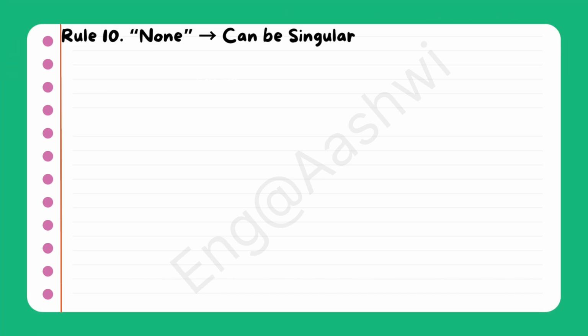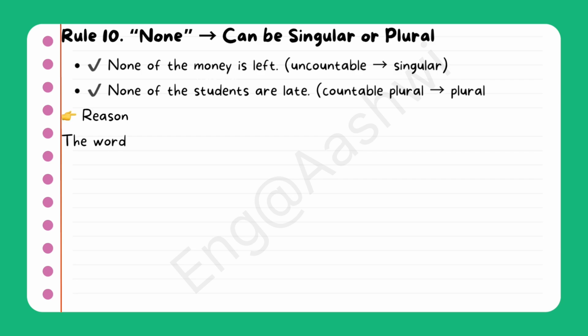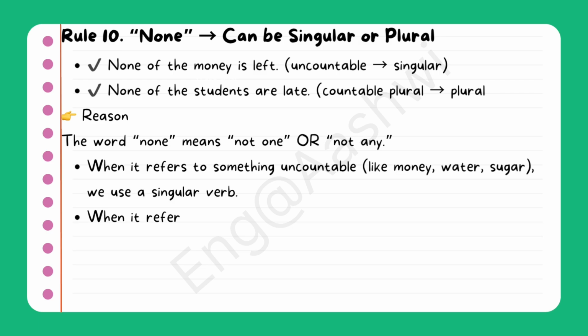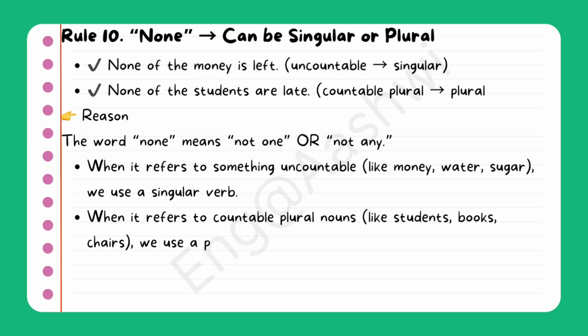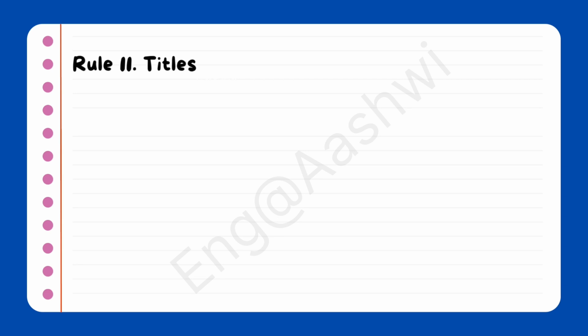Rule number 10. None. It can be used in both ways, either singular or plural. None of the money is left. Here, money is uncountable, so we take a singular verb. None of the students are late. Here, students are countable, so we take a plural verb. Reason: the word none means not one or not any. When it refers to something uncountable, we use a singular verb. When it refers to countable plural nouns, we take a plural verb. So the meaning and context decide whether the verb will be singular or plural.